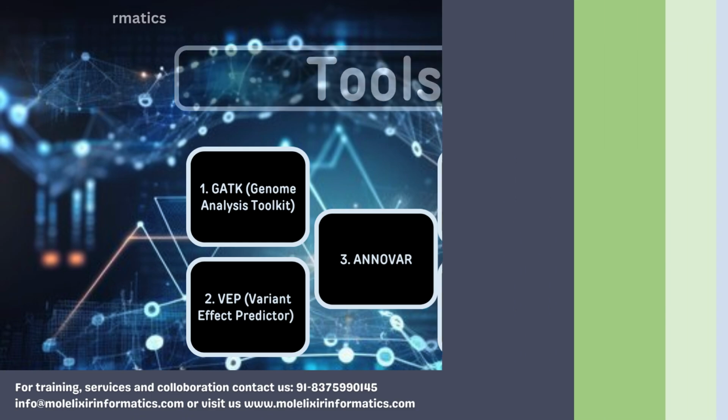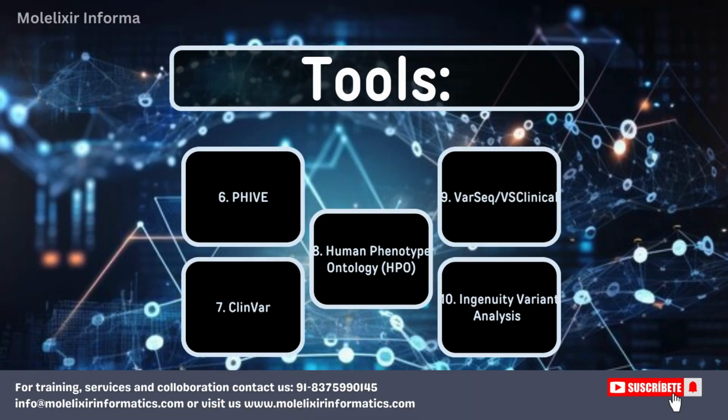Then, number 5. Purpose: ranks variants based on their similarity to known disease phenotypes. Features: it utilizes data from knockout experiments in model organisms to inform variant ranking.